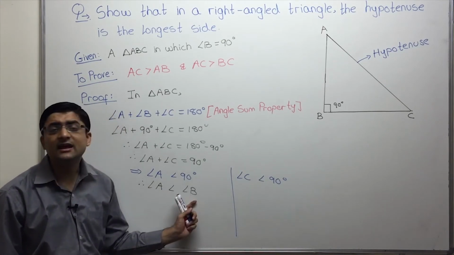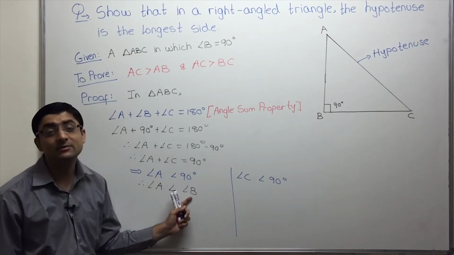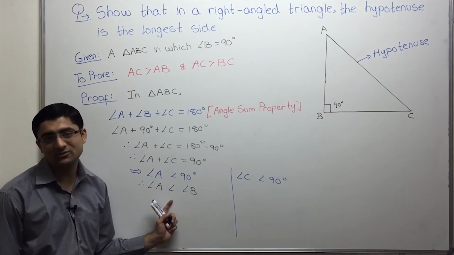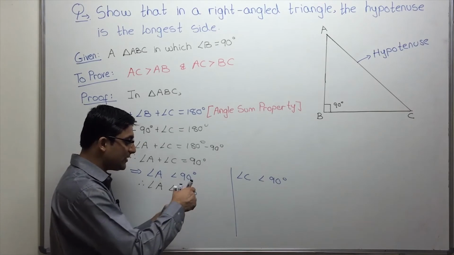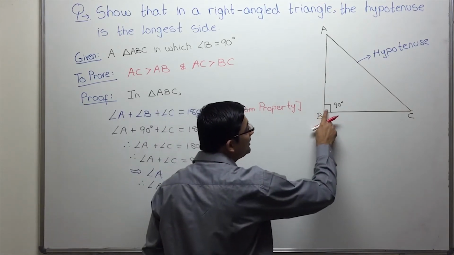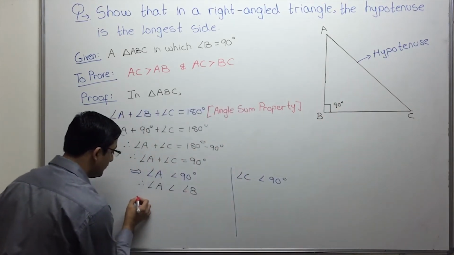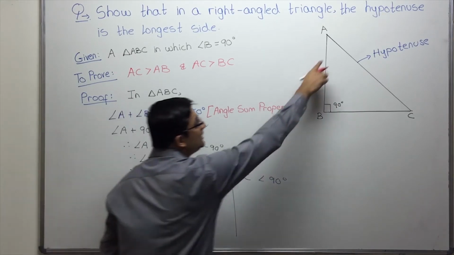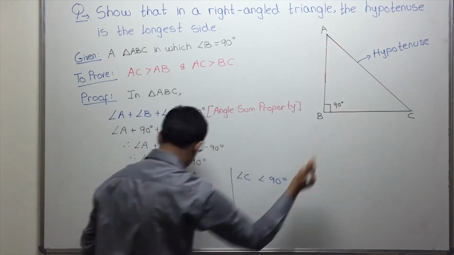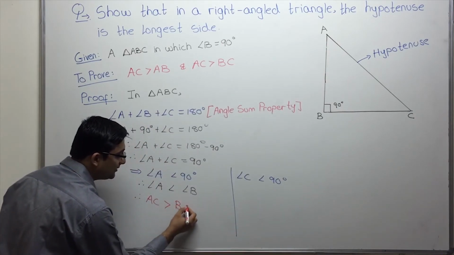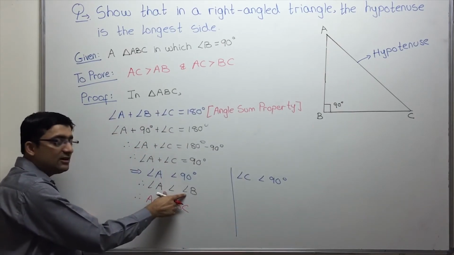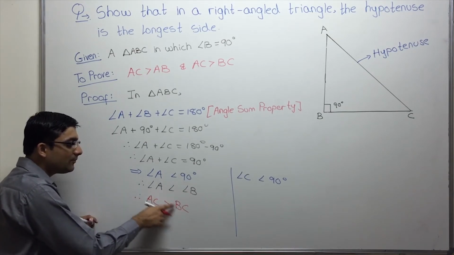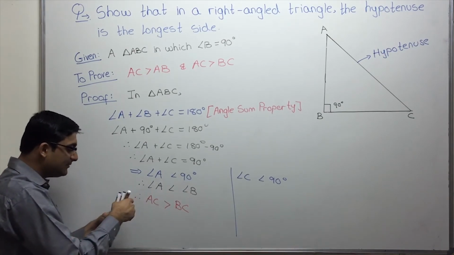So between angle A and angle B, which is the bigger angle? Angle B. That means side opposite to angle B will be bigger than the side opposite to angle A. Which is the side opposite to angle B? Side opposite to angle B is AC. So therefore, AC is longer than the side opposite to angle A, which is BC. So we have AC is greater than BC. I repeat, the moment you have a relationship between the angles, the side opposite to the greater angle will be bigger than the side opposite to the smaller angle.